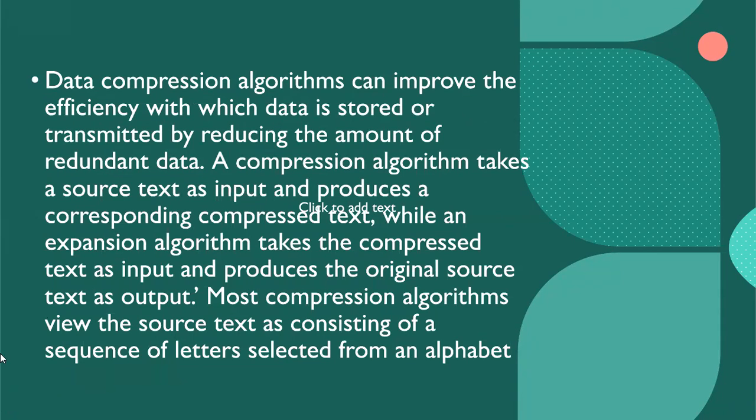Data compression algorithms can improve the efficiency with which data is stored or transmitted by reducing the amount of redundant data. A compression algorithm takes a source text as input and produces a corresponding compressed text, while an expansion algorithm takes the compressed text as input and produces the original source text as output. Most compression algorithms view the source text as a sequence of letters selected from an alphabet.